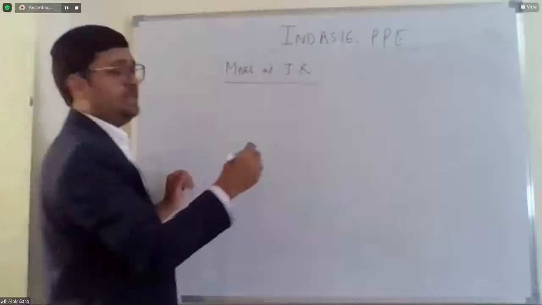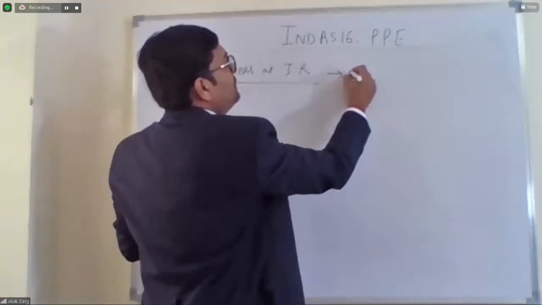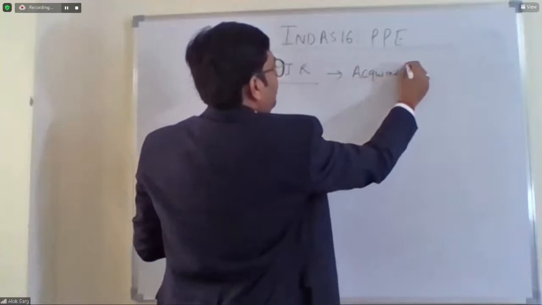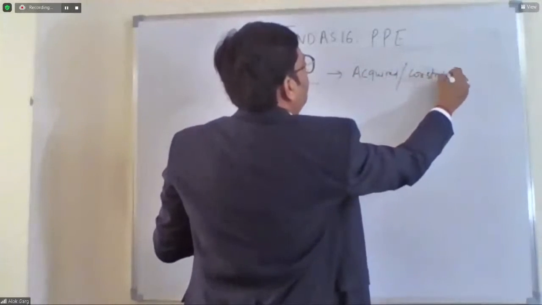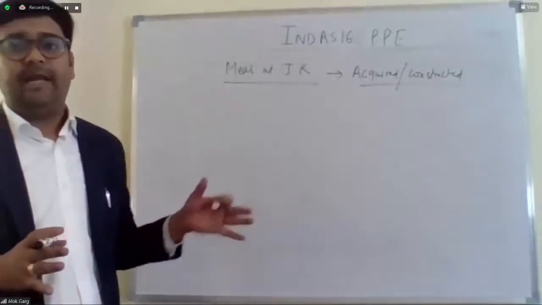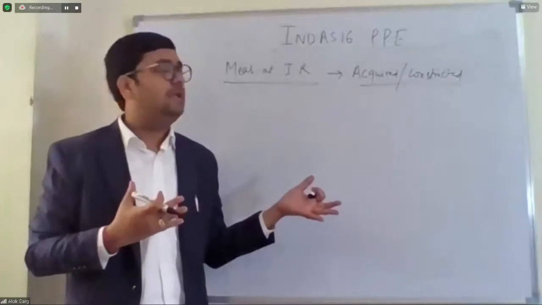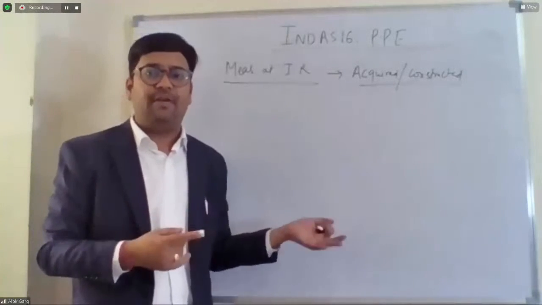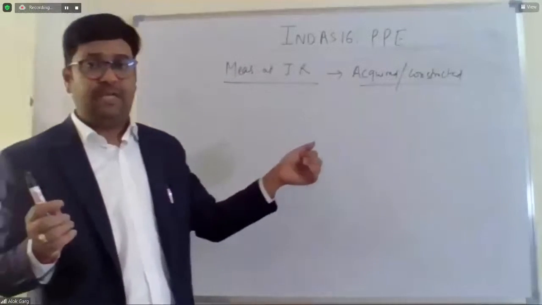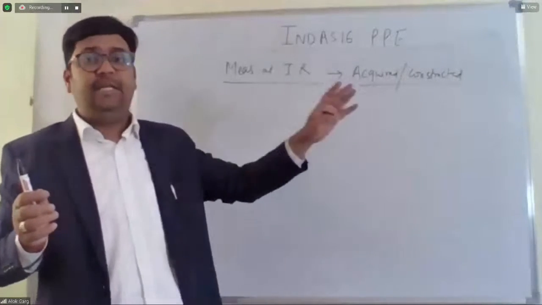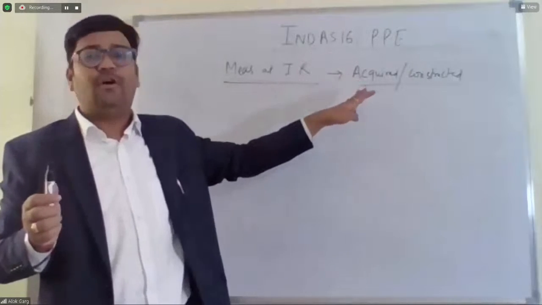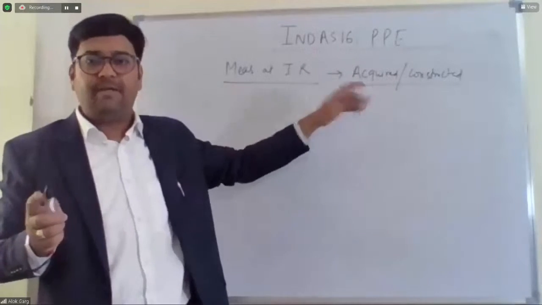So we discussed the concept of when the asset is acquired, I mean to say purchased or constructed. When the asset is acquired or constructed, we have to add the purchase price of the item or material, purchase price, import duties, non-refundable taxes, less trade discount and rebate. If there is any directly attributable cost, that has to be added. If there is any estimated cost of dismantling, that has to be added.